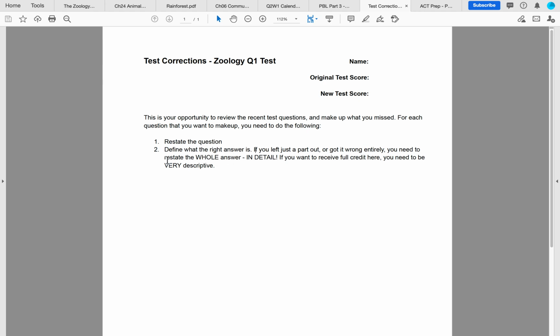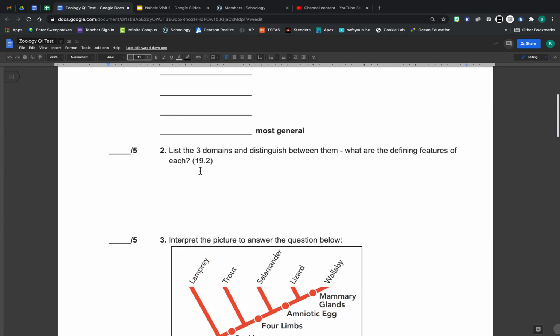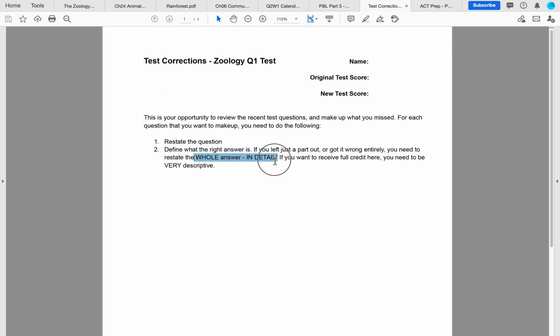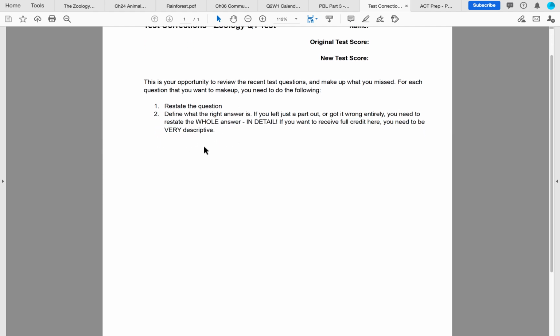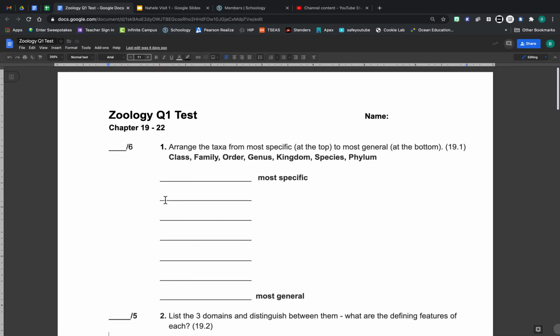And I put here, restate the whole answer in detail. So even if you received 4 out of 5 on a short answer question and you want to get the full 5 points, you need to restate the question and then state the whole answer here in detail. So extra detail here, because this is an opportunity to receive full credit for that answer. Okay, you need to be very descriptive. I try to make that super apparent in here. And then it's just blank, so you can put whatever number you want to make up, and then you're going to submit it, and then I'll regrade it and add it on top of your test grade.